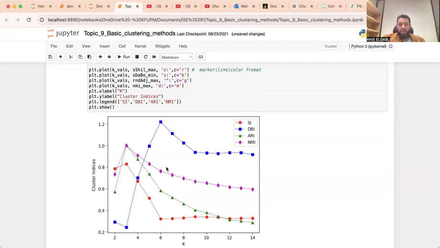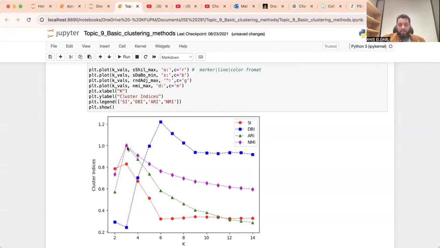Now let's look at the other three methods. For these three methods, the K that maximizes the value of the metric is the best K to choose. And all three of them reach their maximum at K equal to 3.